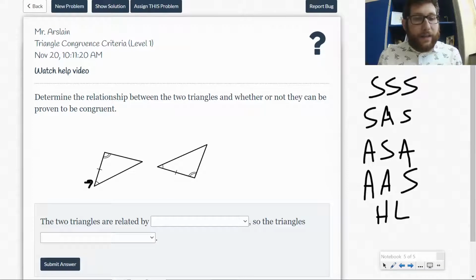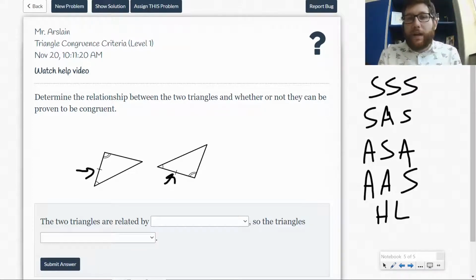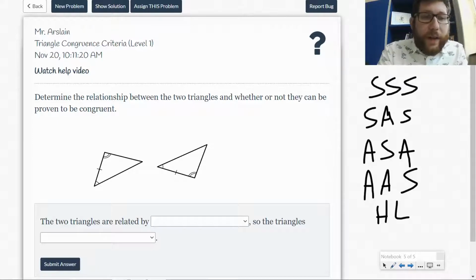So when we're counting this thing up, same with these little marks on the sides here. If I've got a little mark, it's congruent to any other side with a little mark just like that. Two marks matches two marks, okay? So you get the idea. So let's go ahead and count this thing off.